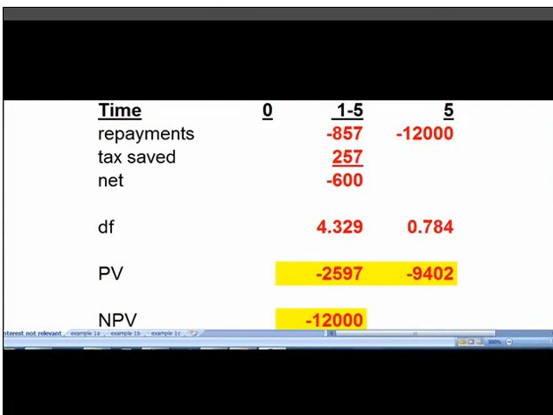So in the exam, don't waste time by working out the precise loan repayments and discounting them. Just accept that the amount that you borrow is the cost of the loan.